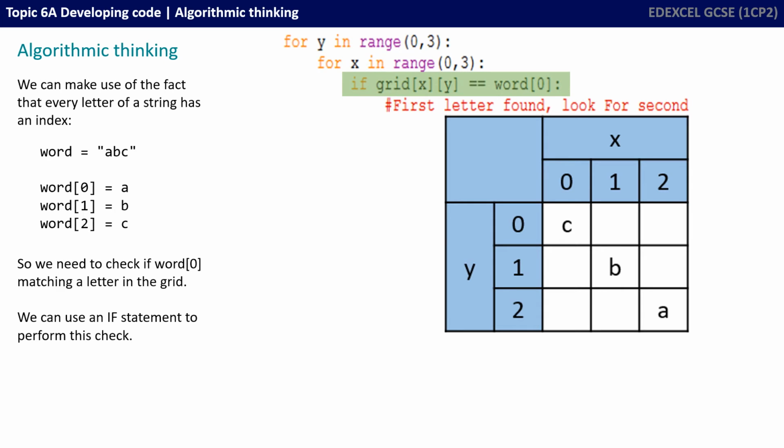So now that we can visit every letter in the grid, we need to think about whether that letter is going to match the first letter of our word. Now here we can make use of the fact that a string has an index for every letter. So word 0 in our example would be A, word 1 would be B, word 2 would be C. So we're looking for word 0 matching the letter in the grid, and we can achieve this with a simple if statement. If grid xy equals word 0, then we find a letter in the grid that matches the first letter of the word that we're looking for.